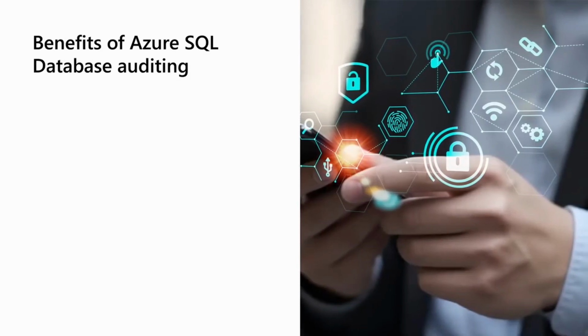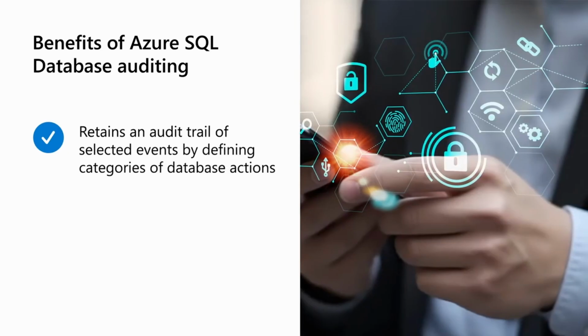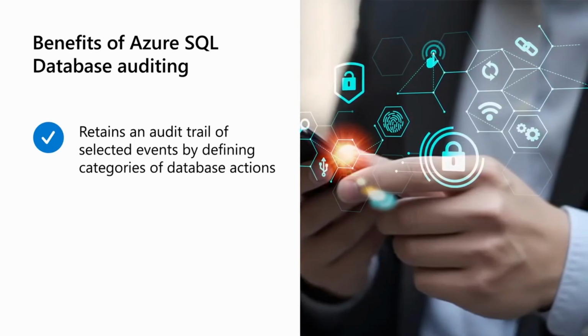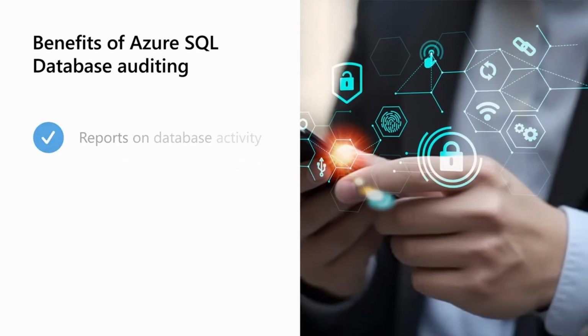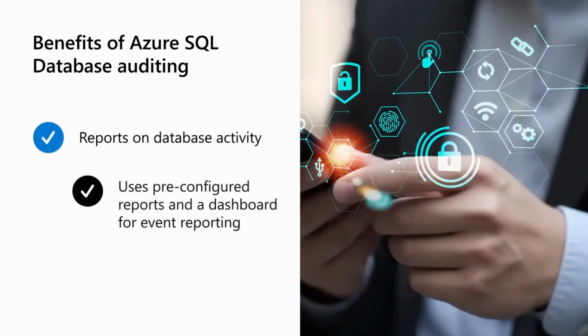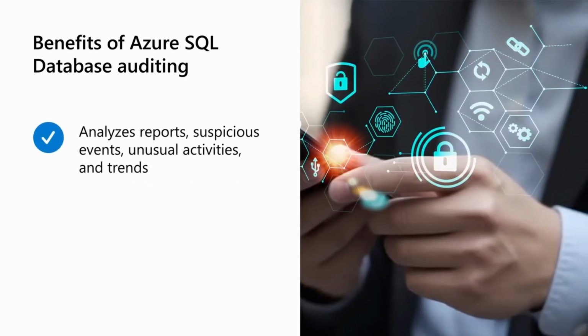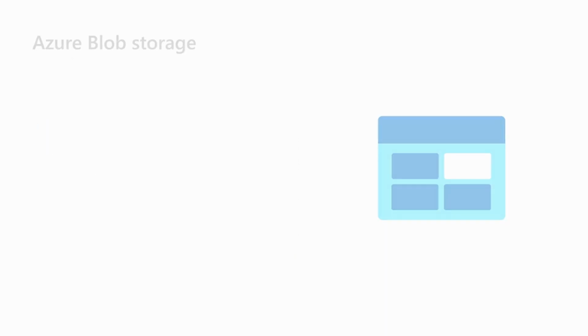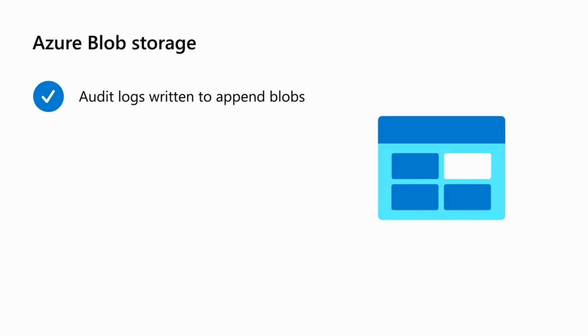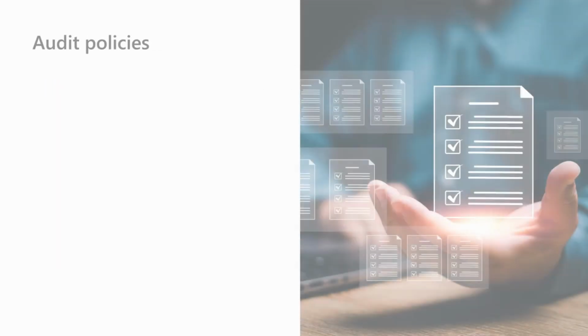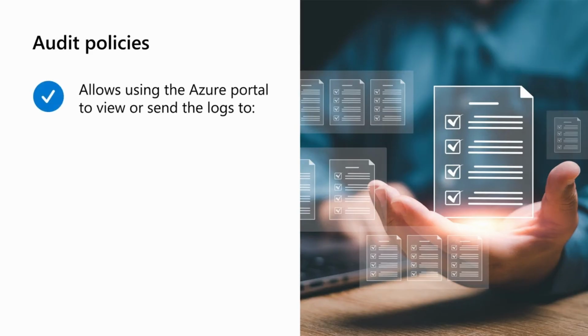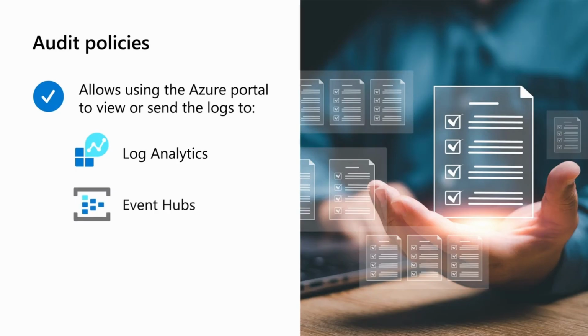Firstly, auditing can be used to retain an audit trail of selected events by defining categories of database actions. Secondly, you can use auditing to report on database activity using pre-configured reports and a dashboard. Thirdly, you can analyze reports and find suspicious events, unusual activities, and trends. Audit logs are written to append blobs in an Azure Blob Storage account you designate. You can apply audit policies at the server level or database level. Once you have enabled the policies, you can use the Azure portal to view or send the logs to Log Analytics or Event Hubs for further processing and analysis.